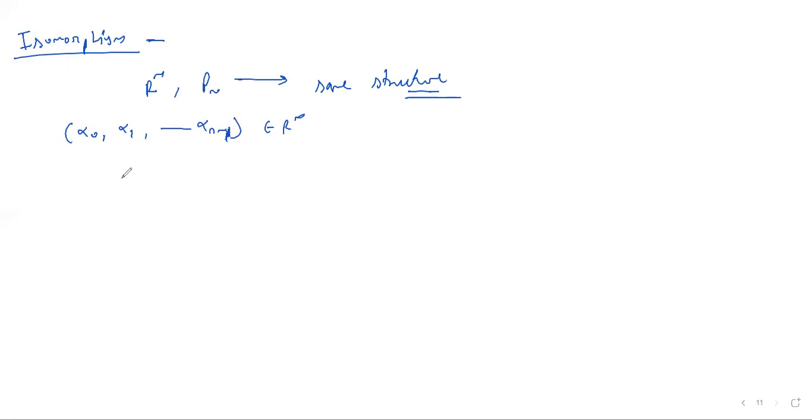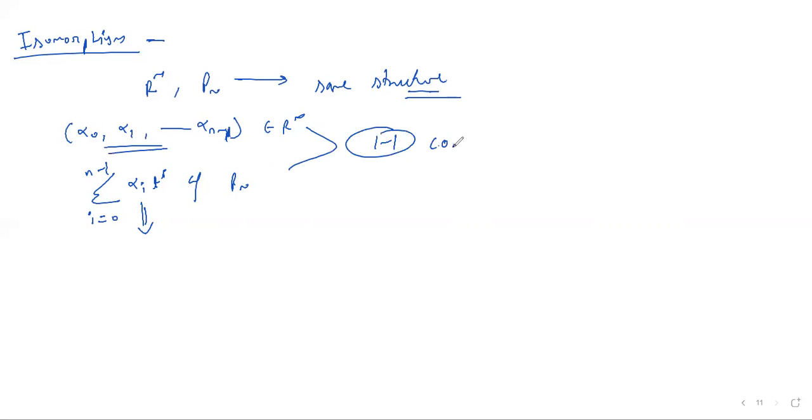And the polynomial, how can I denote the polynomial? We denote the polynomial as the sum for i equals 0 to n minus 1 of alpha_i t^i, belonging to Pn. From this you can see that the vector and the coefficients of this polynomial are the same. So we can associate these two vectors with a one-to-one correspondence.